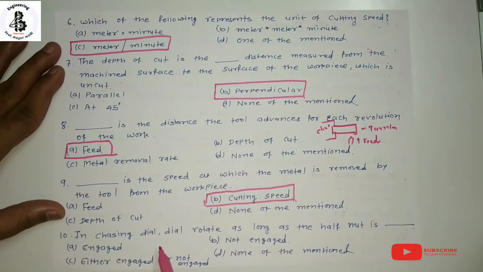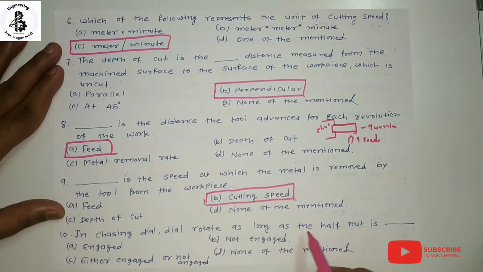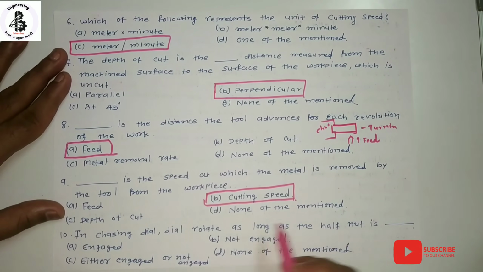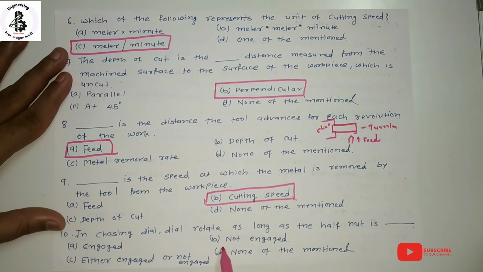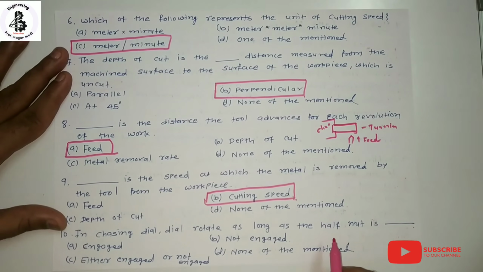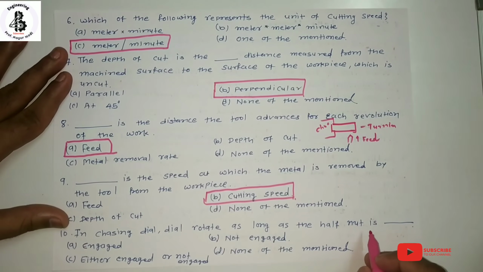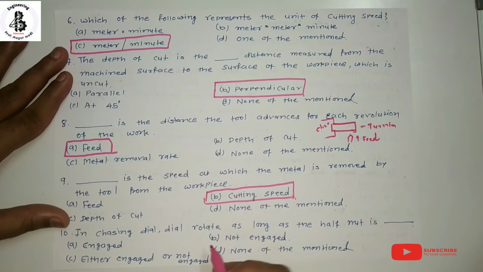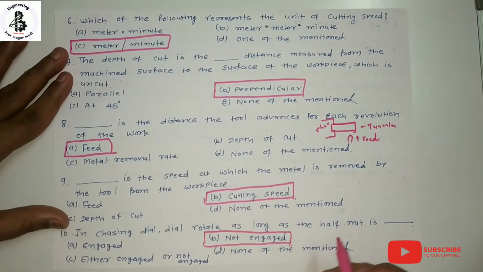Then next question. In a chasing dial, the dial rotates as long as the half nut is: option A, engaged; option B, not engaged; option C, either engaged or not engaged; or none of the mentions. So basically in a chasing dial, the dial rotates as long as the half nut is not engaged. So option B is considered the right answer for this question.